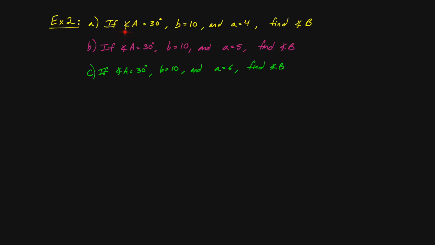We have this A part, which is saying if you're given the angle 30 degrees and side b is 10 and side a is 4, find angle B. Note the only differences between A, B, and C is that side a can be 4, 5, or 6. As we go through this, you're going to note there are different angles for each one of these, and that's important, and the only reason they're different is because this side is also different.